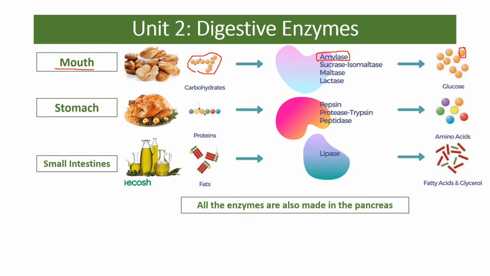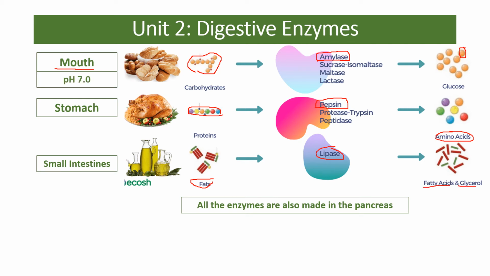In the next part, we have the stomach. The stomach is where proteins are digested. So an example of a protease enzyme is pepsin. And again, it breaks down large insoluble proteins into small soluble amino acids. So that's the digestion of proteins. We then have in the small intestines the lipids or fats, and they get broken down by an enzyme called lipase. And lipase breaks down the large insoluble fats into smaller molecules called fatty acids and glycerol.